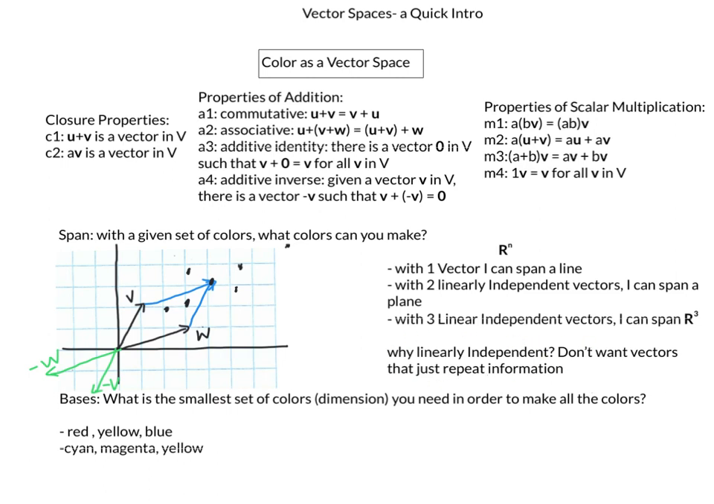Extending this idea is the idea of a basis, which is the smallest set of colors you need to make all the colors, assuming we're talking about colors as a vector space. So a basis for all the colors would be red, yellow, and blue. So you need exactly 3 vectors to make all the colors. An alternate basis for the colors would be cyan, magenta, and yellow.